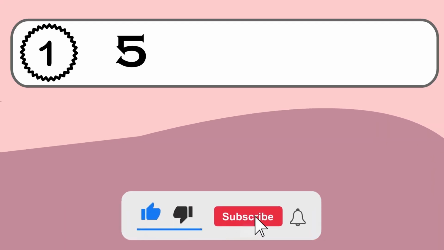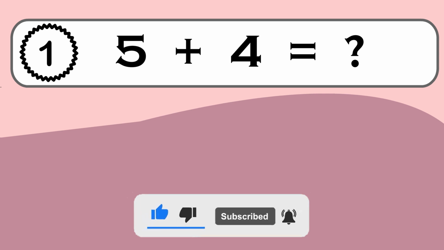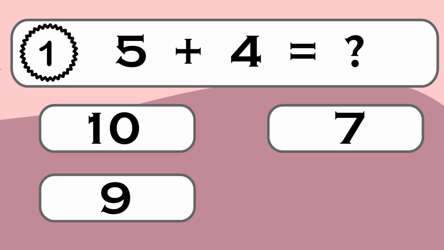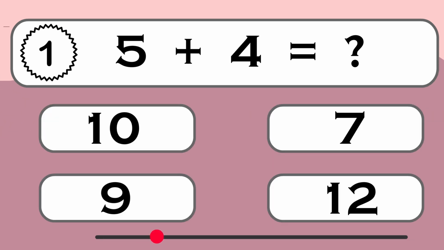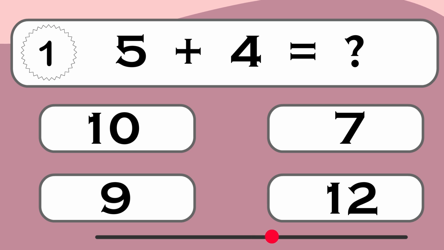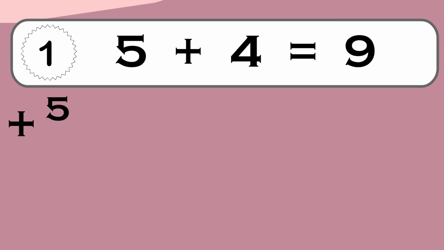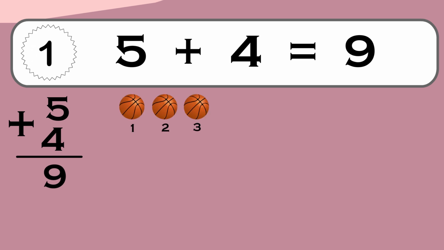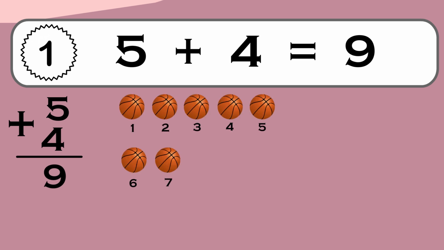Let's get started. 5 plus 4 is equal what? Five plus 4 is equal 9. Let's count it. 1, 2, 3, 4, 5, 6, 7, 8, 9.